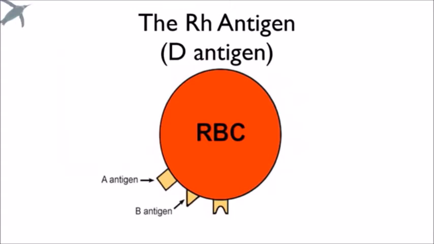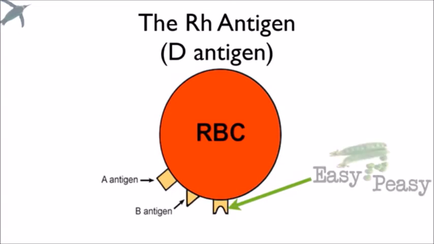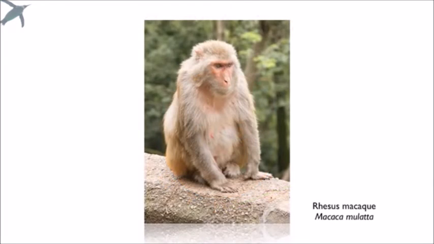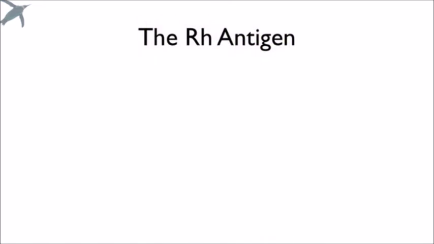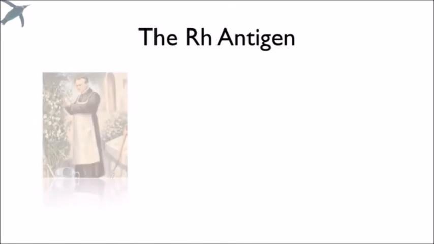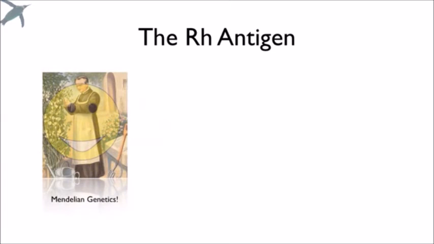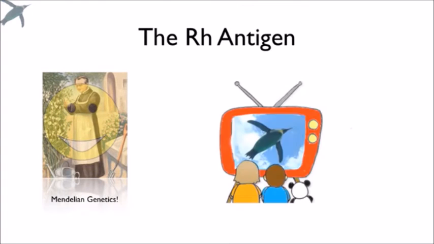Okay, all we got left is the Rh antigen, sometimes called the D antigen. This one's going to be really easy because it's inherited in Mendelian fashion. And by the way, named for the rhesus macaque, in which a lot of early studies were done. The Rh antigen is inherited in Mendelian fashion. You'll be excited to know that.